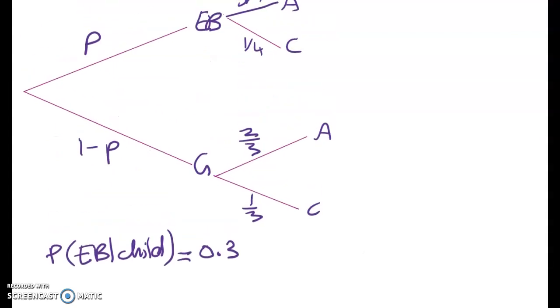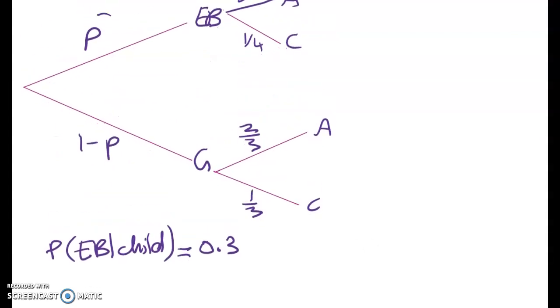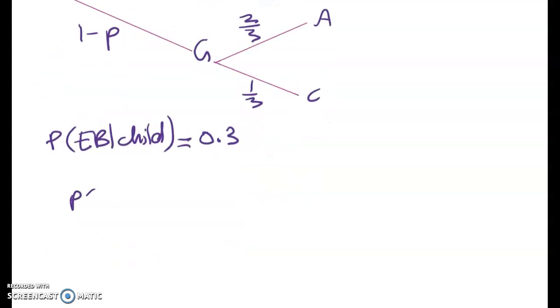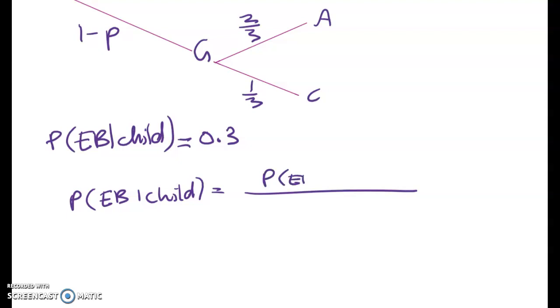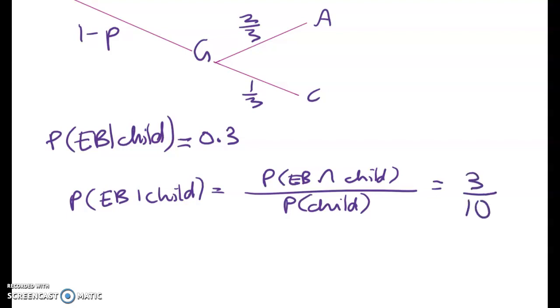So what do we have to do? What proportion have to be early bird overall for that to happen? Well, the probability of early bird and child tickets is going to go in the top line, right? And the probability of a child ticket is going to go in the denominator. We want that number to equal 0.3, or I'll turn it into a fraction, 3/10.